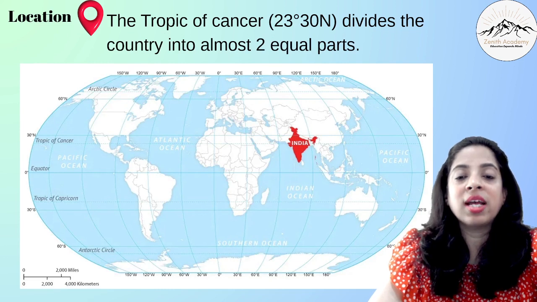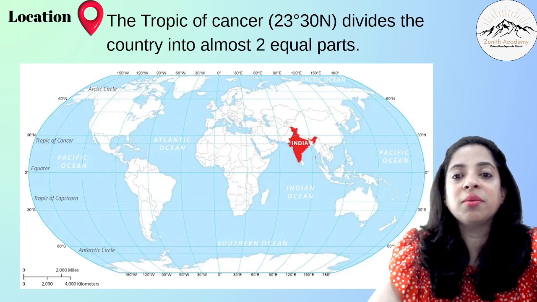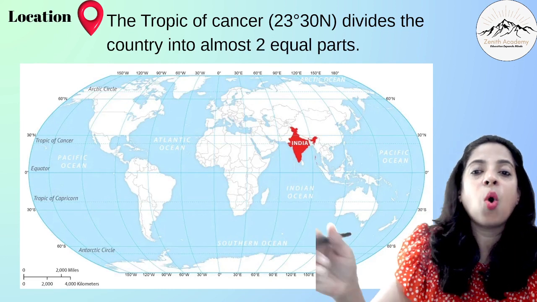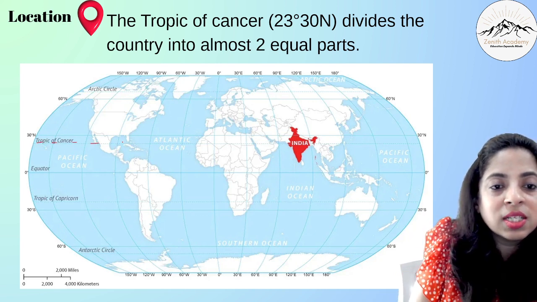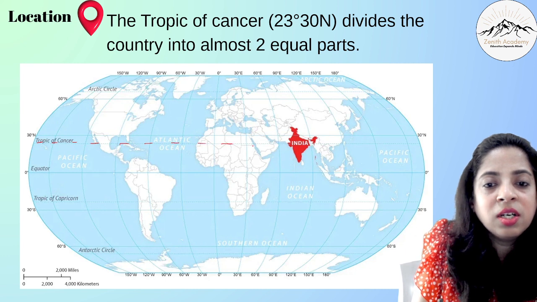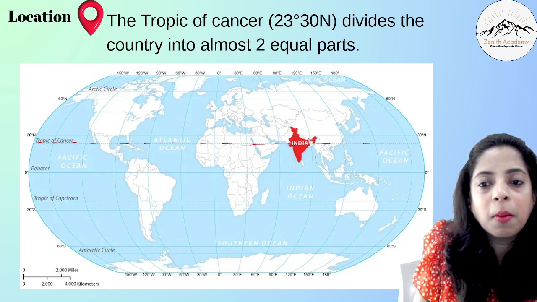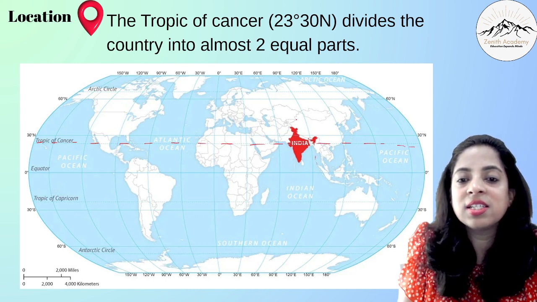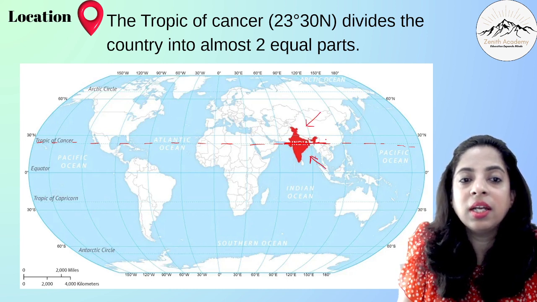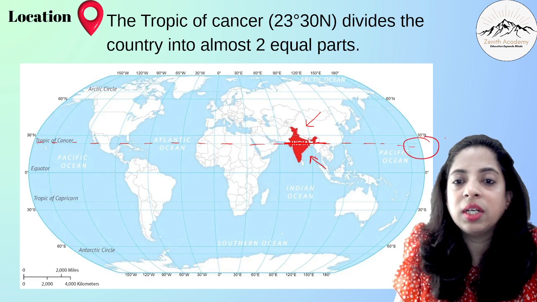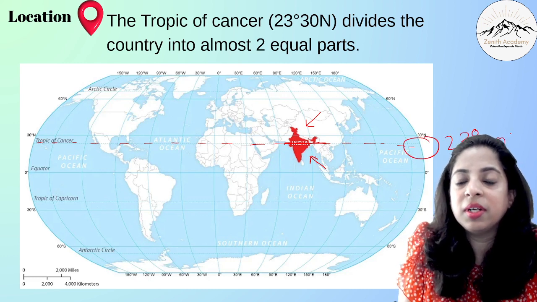Now the Tropic of Cancer, that is 23 degree 30 minute north, divides the country into almost 2 equal parts. So if you see here, this is the Tropic of Cancer. Can you see this dotted line, my dear children? This line has divided India into 2 equal parts, and this is 23 degree 30 minute north.